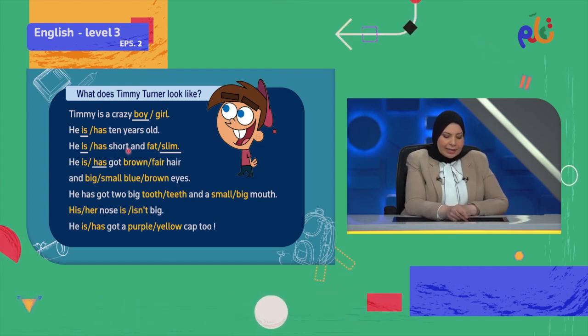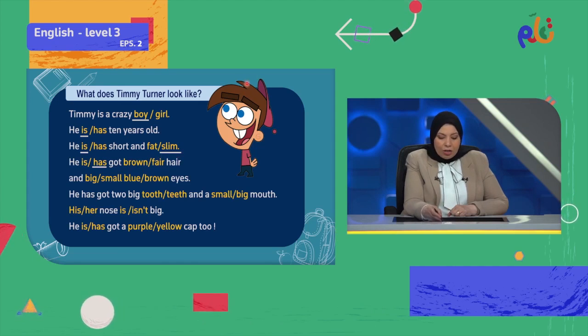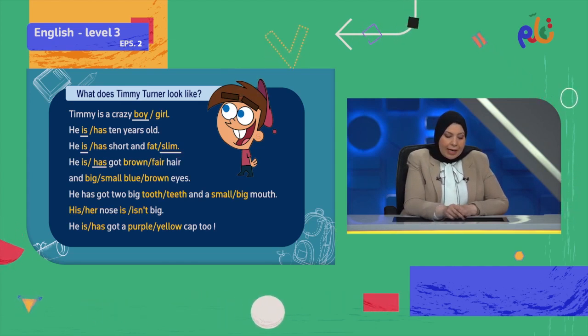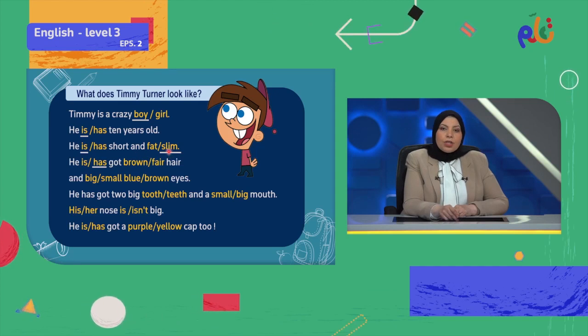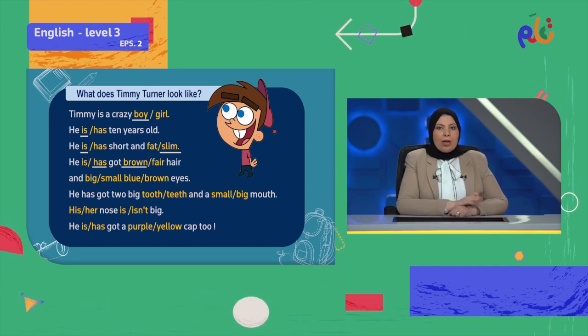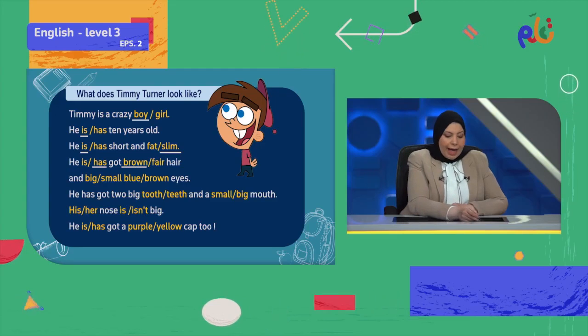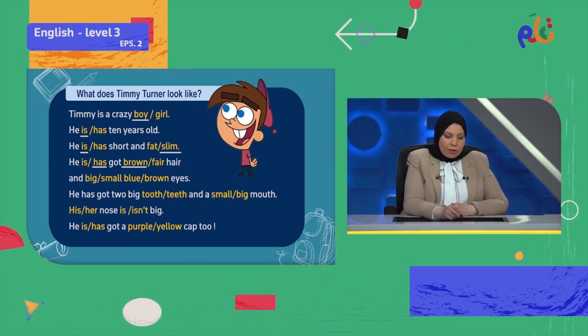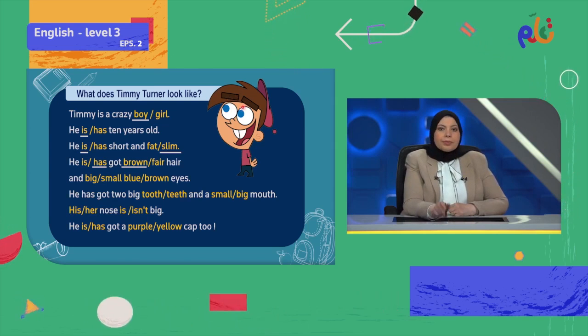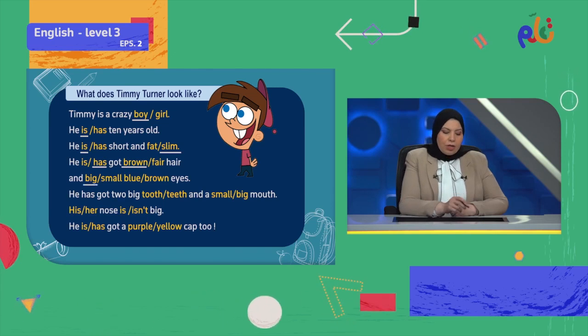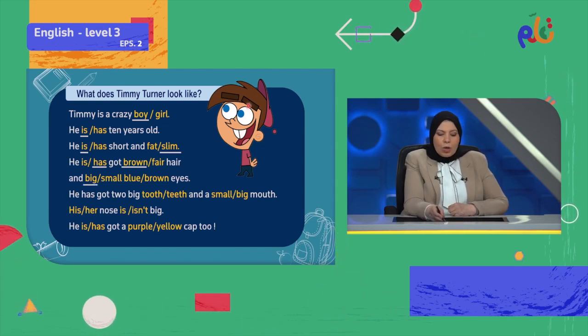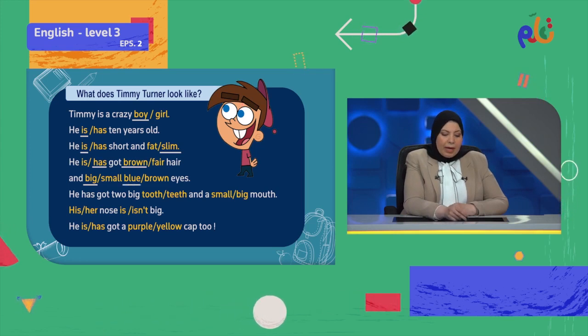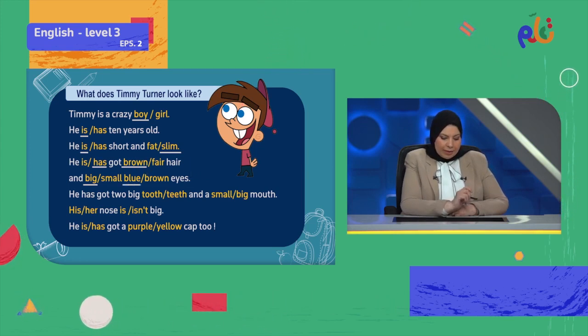So he has got. Okay, let's look at the picture now to help us describe. This is brown or fair hair? So he has got brown hair. لأن احنا هنا we mentioned the color with the body part. Okay, and big or small, blue or brown eyes. First of all, let's look at the picture. So these are big or small? Yes. So these are big. So and big and what color? Yeah, big blue eyes. Big blue eyes.